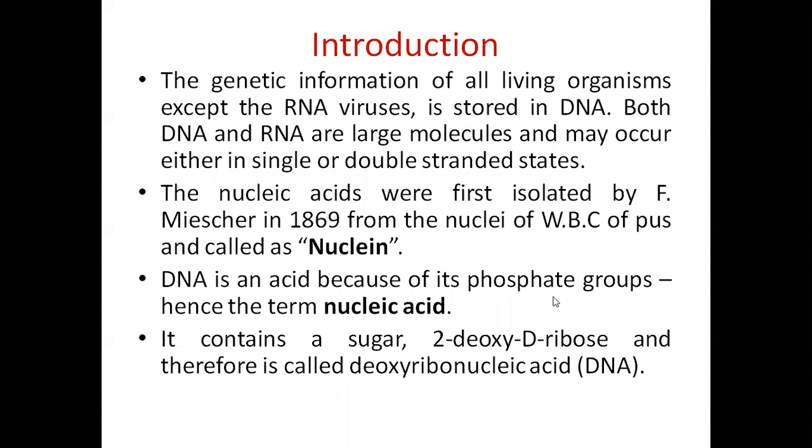Both DNA and RNA are large molecules and may occur in either single or double-stranded states. The nucleic acids were first isolated by F. Miescher in 1869 from the nuclei of WBC of pus cells, and he called it nuclein. Actually, the term nucleic acid was coined by Altman. DNA is an acid because of its phosphate groups, hence the term nucleic acid.